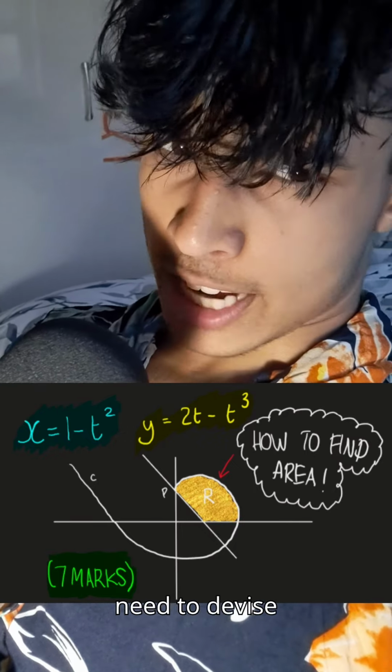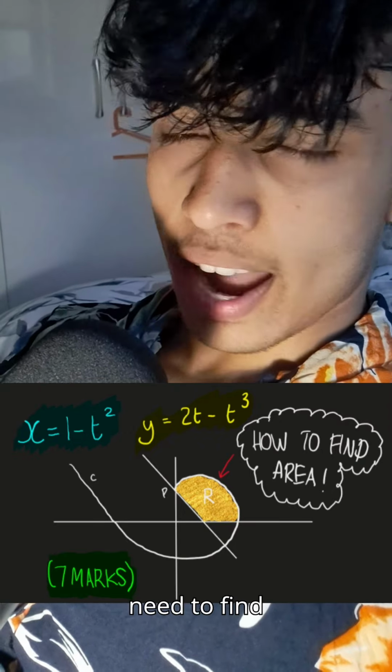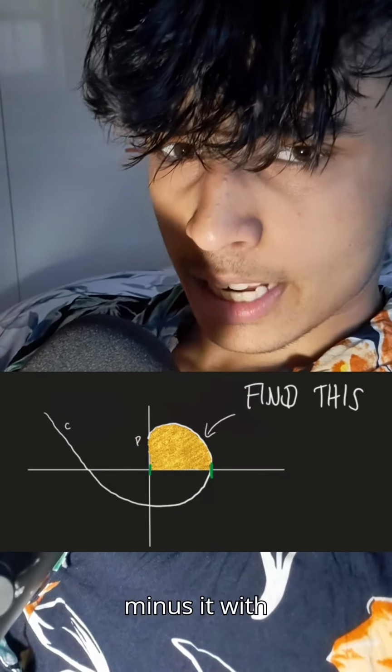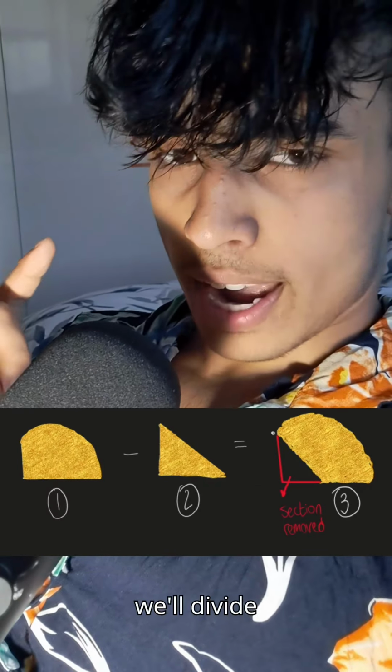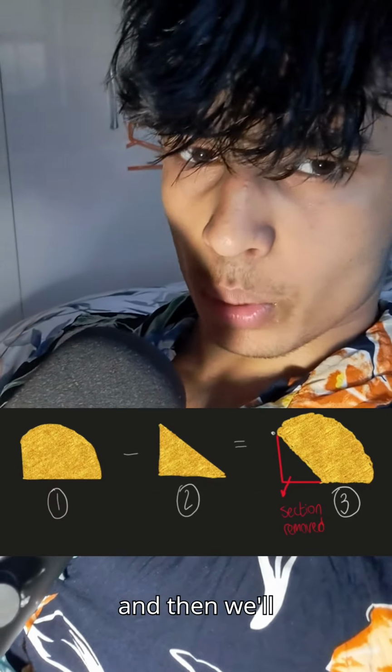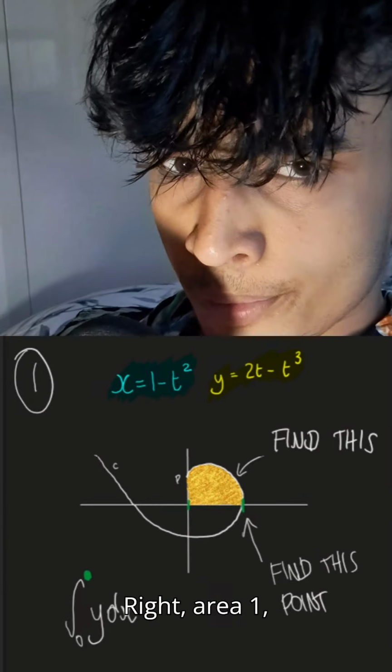First and foremost, we need to devise a plan, because if you fail to plan, then you plan to fail. Right, so we need to find the area of this region, minus it with the area of the triangle, and then we find the area that we're looking for. Okay, we'll divide it into area 1 and area 2, and then we'll work them out, then we'll find the answer. Sounds like a plan. Right. Area 1, let's work it out.